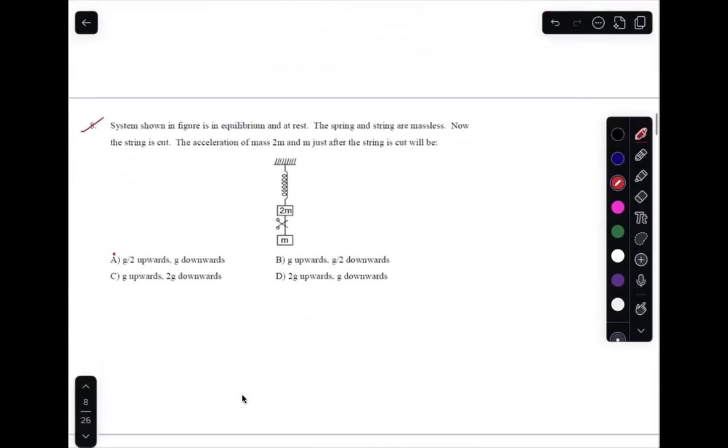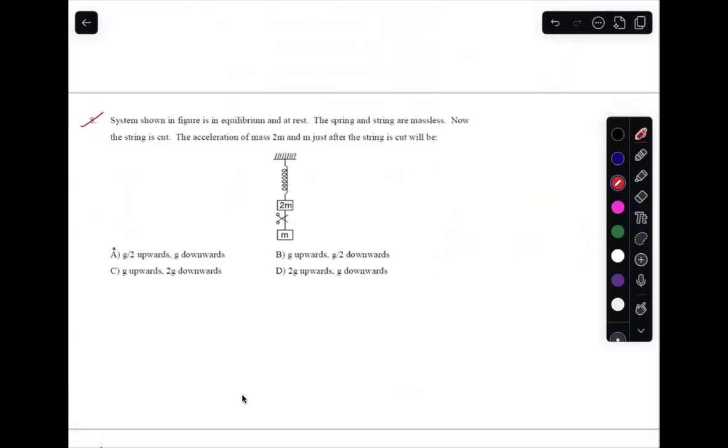Right. Fortunately, good question. The system shown in the figure is in equilibrium at rest. At rest means just before cutting, the spring force on this is equal to the weight of the 2 blocks, 3 mg. Immediately after cutting, it will be only 2 mg and it will have an upward acceleration. What is that acceleration? mg by 2m, g by 2 upwards.